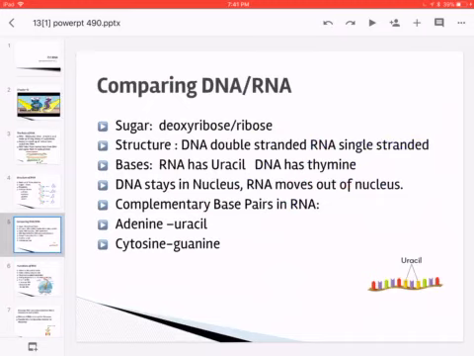DNA can only stay in the nucleus, so DNA is going to need a messenger to carry the code that it produces to the ribosomes to make the protein. So RNA will be doing that. When we produce this RNA, we call it messenger RNA. Producing this type of messenger RNA is called transcription. So RNA will take that code from DNA and move out of the nucleus. The complementary base pairs in RNA are a little bit different than DNA. RNA is adenine and uracil, and cytosine and guanine.